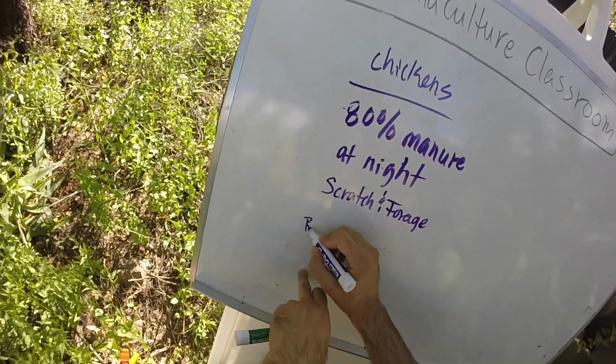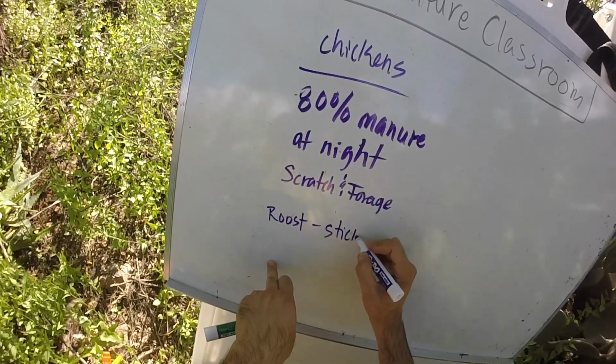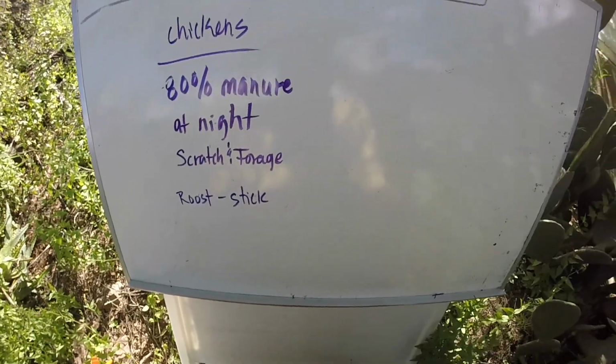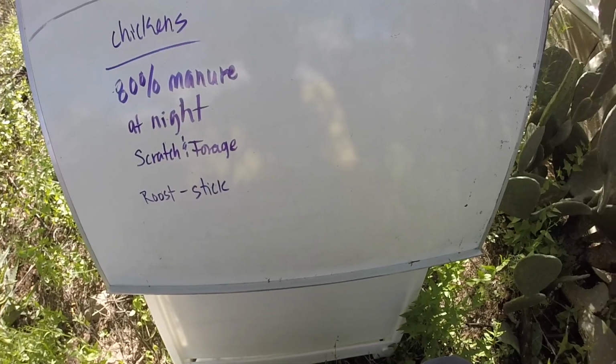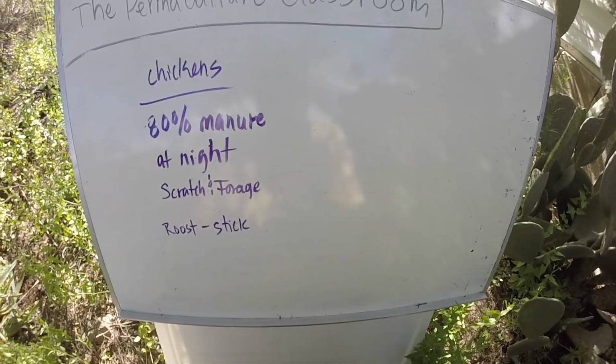They have certain needs, like they need a roost, which is basically a stick that they sleep on. So this is where the magic happens. We start thinking about, okay, this is an output, this is a behavior, this is a need. How can I stack functions, support these functions by other elements?